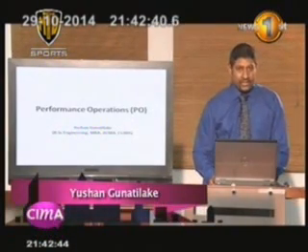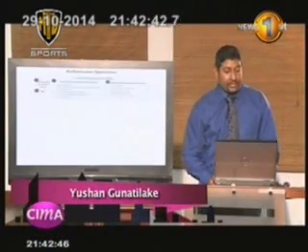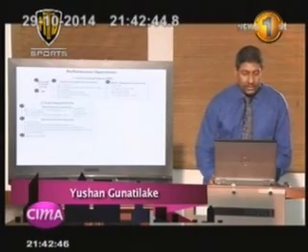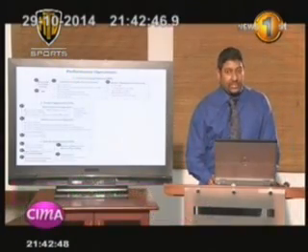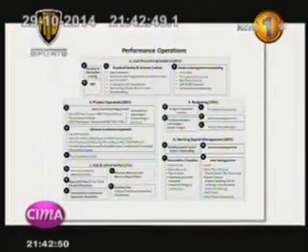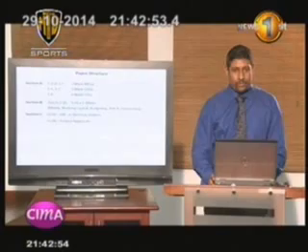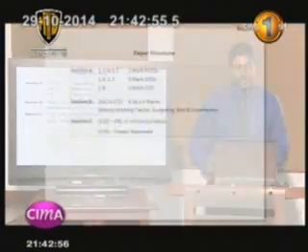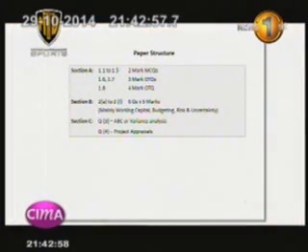I am Yushan Gunatilaka. Let me take you through the syllabus. Cost accounting systems, project appraisals, risk and uncertainty, budgeting and working capital are the 5 areas which comprise the syllabus. I'll take you through the paper structure. It has section A, section B and section C.